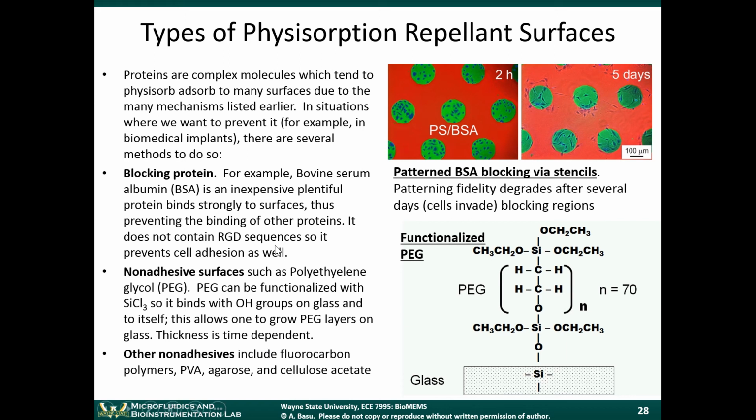Besides PEG, you have other non-adhesives like fluorocarbon polymers. Fluorocarbon is like Teflon. Teflon is quite resistant to cell attachment. There's things like PVA, agarose, and cellulose acetate, so on. So it depends what type of properties you exactly would like, but BSA and PEG tend to be two quite popular protein and cell repellent surfaces.